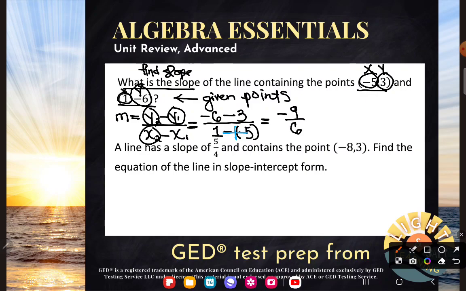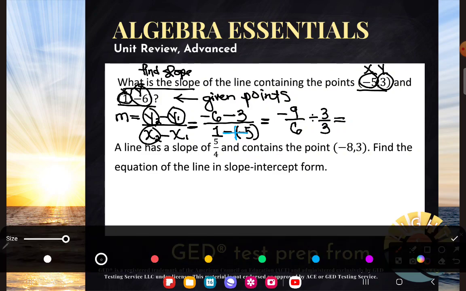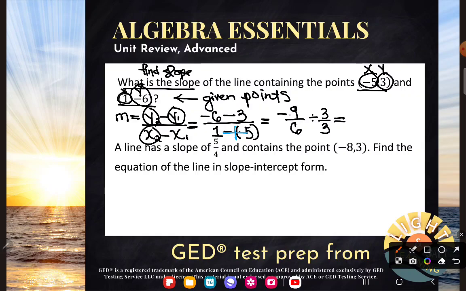And then this can reduce. Again, you feel free to do it in your calculator, but I noticed that 9 and 6 have a common factor of 3. They can both divide by 3. So I'll divide it out of both of them. -9 divided by 3 is -3. And 6 divided by 3 is 2. Final answer, -3/2. That is the slope.